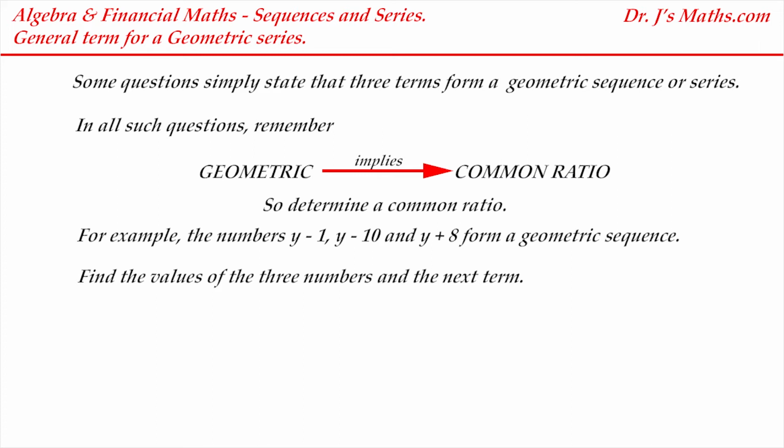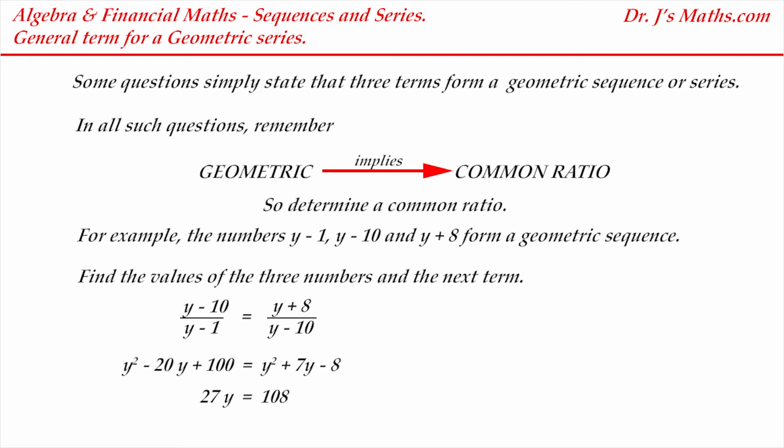If they form a geometric sequence, there's a common ratio. So just find what the ratios are of the three terms. So y minus 10 divided by y minus 1 is one form of our ratio, and the other form is y plus 8 divided by y minus 10, and we know that they're exactly the same. So multiply both sides out, so we get rid of the fractions. So we get y squared minus 20y plus 100 equals y squared plus 7y minus 8. The y squareds cancel, leaving us with 27y is equal to 108. y is equal to 4.